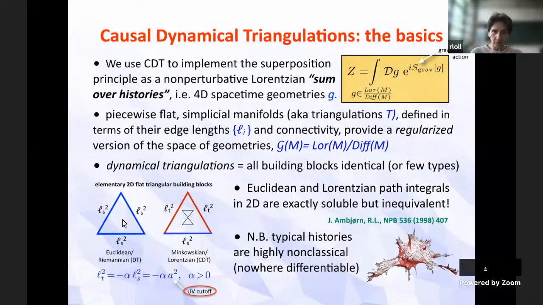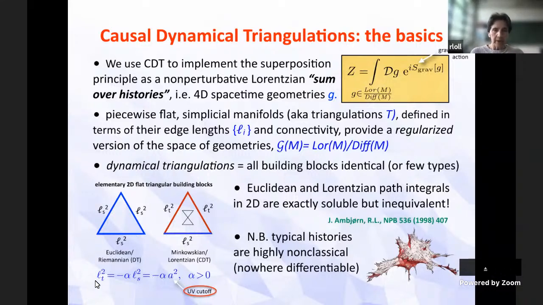But all the space-like edges are of the same length, and also all the time-like edges are of the same length. And then my task would be to glue these together, subject to certain gluing rules, to get objects that look like, well, like the thing I drew here in the bottom right-hand corner. Yeah, so that's a kind of typical history that you get by just allowing all ways of gluing such building blocks into, in this case, 2-dimensional curved piecewise flat manifolds.